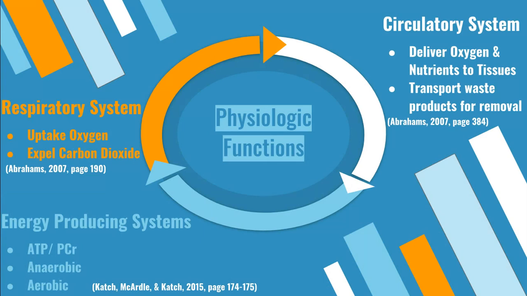The respiratory system takes up oxygen to be used and expels waste products that are created during energy production. The oxygen, waste, and nutrients are transported via the circulatory system. When any one of these systems' functioning is disrupted, all three systems and subsequent performance suffers. There are numerous internal and external factors that can affect these physiologic functions.